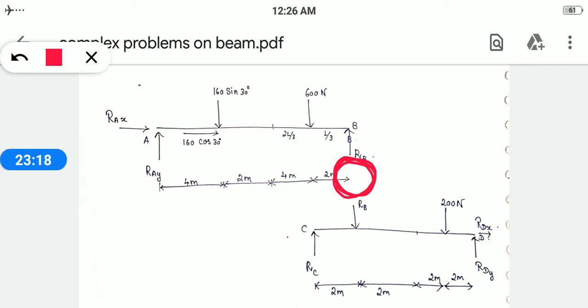Whenever there is a support, how will the reaction act? It will act towards your body. It will not act away from your body. So whenever you are taking the B support, it will act like this. Whenever you are taking here, it will act like this. This direction is very important to resolve your problems, because if the direction changes, your answer will change. So carefully analyze your beam and find out what the reactions are. Then you go further on finding the reactions.